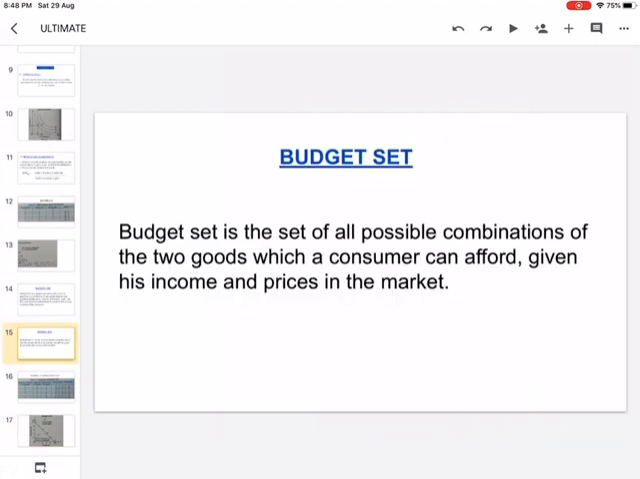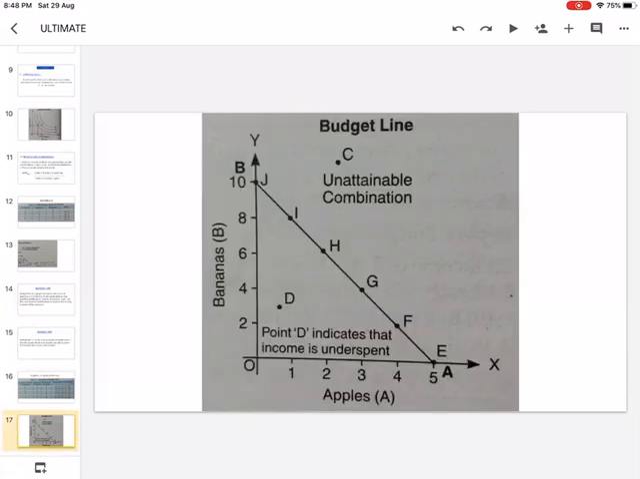There is another concept of budget set. A budget set is a set of all possible combinations of two goods which the consumer can afford given his income and prices in the market. Budget set means these are quantities of the two commodities that he can purchase. He may not exhaust his entire income on purchasing these commodities.